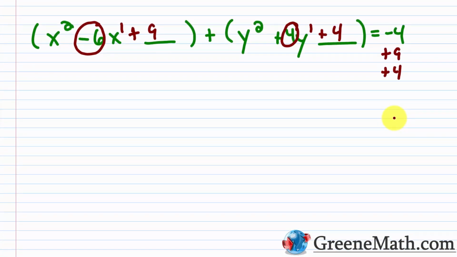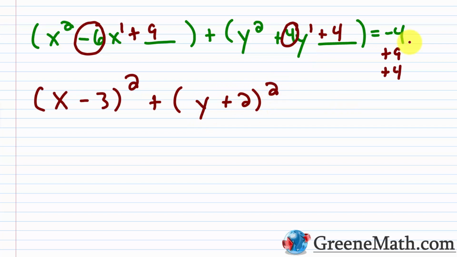And so what I end up with is exactly what I started with, right? If I factor this now, I would have x minus 3, that quantity squared. Then plus, if I factor this, I would have y plus 2, that quantity squared. And then negative 4 plus 4 is 0. Then I just have positive 9. So this equals positive 9. So if I look at this right here, I can see it's exactly what I started with.